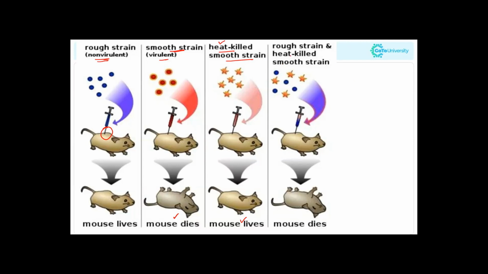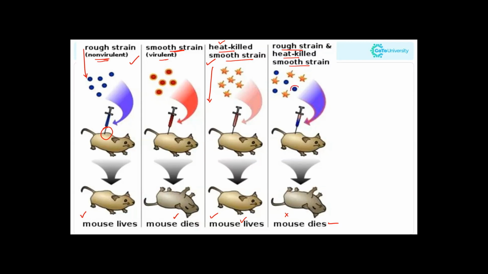But when they mixed the rough strain and heat-killed smooth strain, the mouse died. But what they expected was that the mouse would live, because we know that the rough strain allows the mouse to live, and the heat-killed smooth strain also allows the mouse to live. But then when they mixed the rough and heat-killed smooth strain, the mouse died. Why? So then they thought that yes, something has happened there, something transformed.